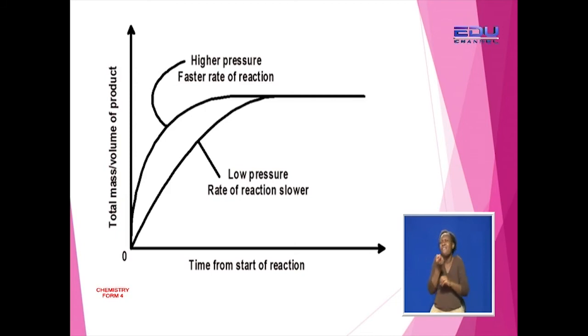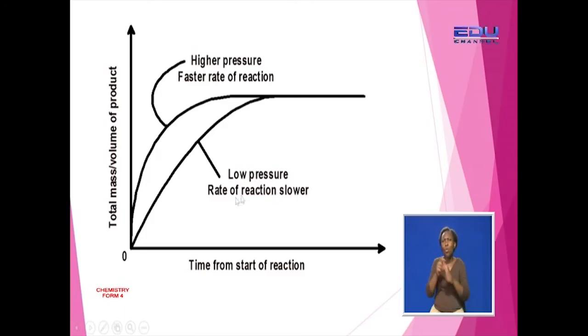And it's important to note the term that we are using here. We are comparing variation in pressure. So therefore, when you're comparing that, you have to talk about a slower rate, not slow. A faster rate of reaction, not fast. Because you are comparing, you must invoke the second degree of comparison.